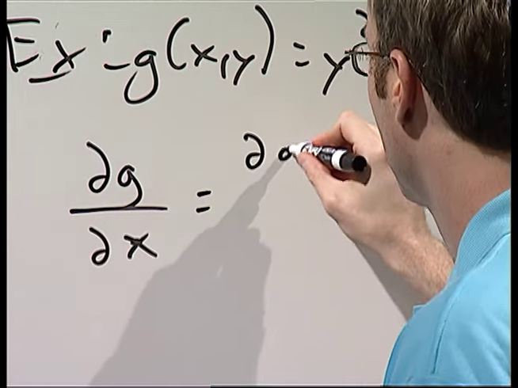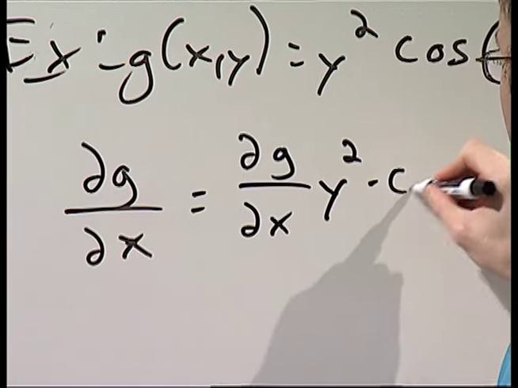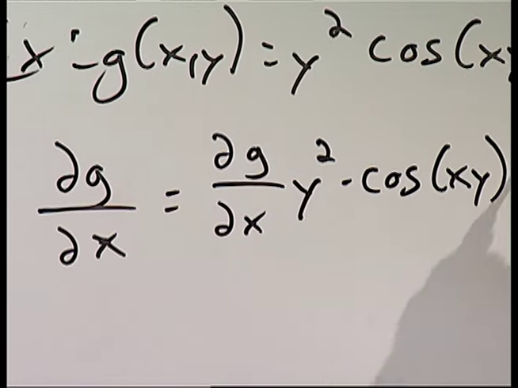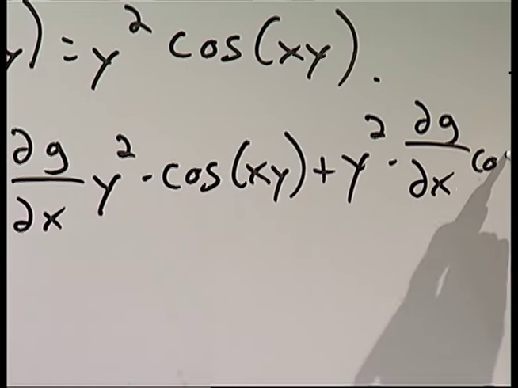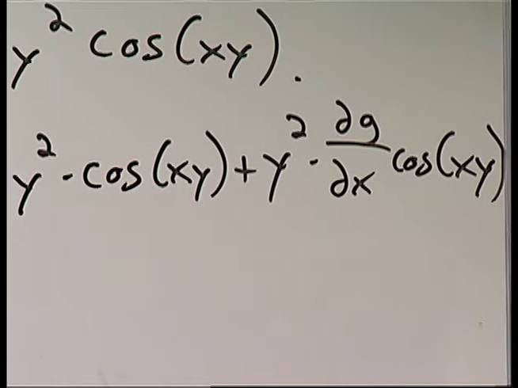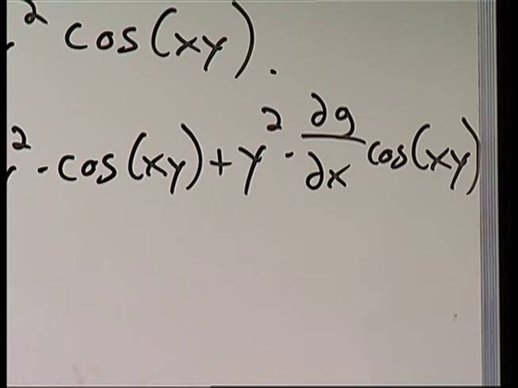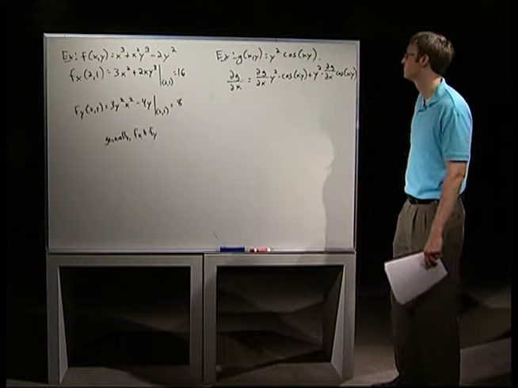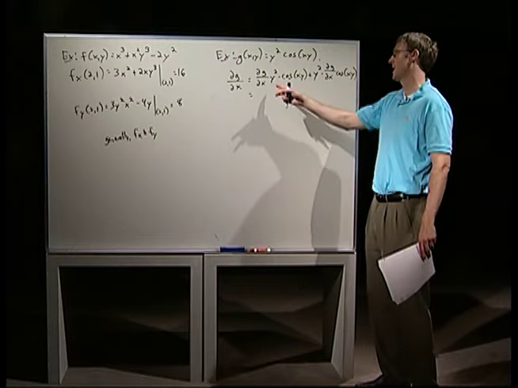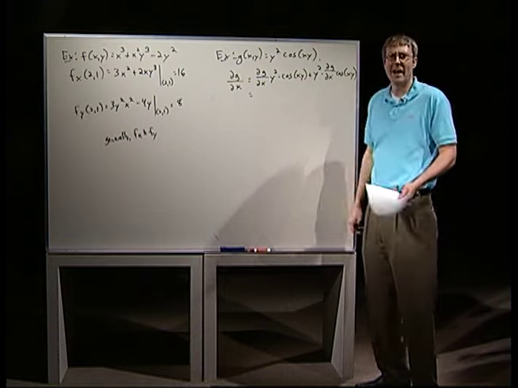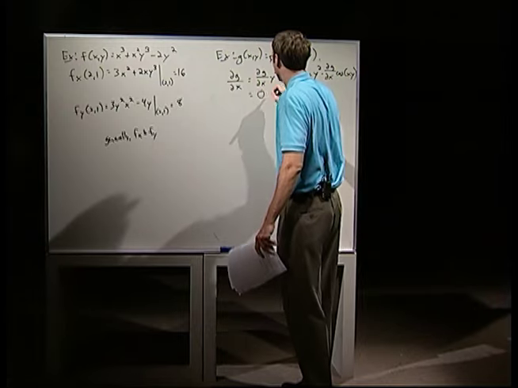So product rule works the same way. It's partial g, partial x of y squared times cosine xy, plus y squared times partial g, partial x of cosine xy, right? So this is product rule applied to that function. Product rule works exactly the same way as it does for ordinary derivatives. Okay? So now what? Well, partial g, partial x of y squared has no x terms, like a constant, right? Derivative is 0. So this whole thing becomes 0.